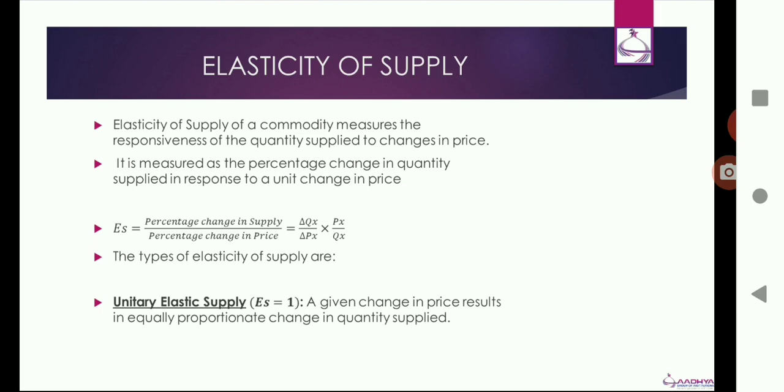Just like the elasticity of demand formula, we have a very similar formula where, instead of percentage change in demand, we have percentage change in supply in the numerator. Denominator is the same, percentage change in price. As both supply and demand are measured in quantity, here the symbols used for quantity are the same. Now, based on this, even the names of the types of elasticity are very similar.